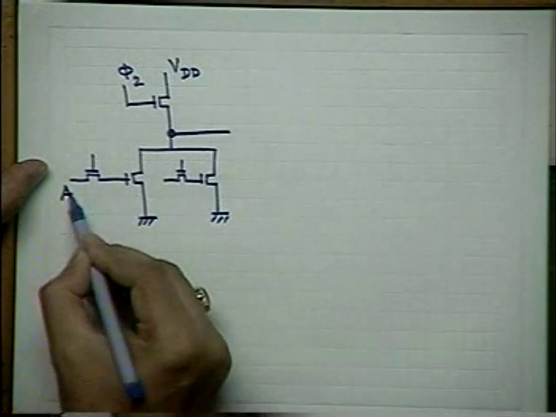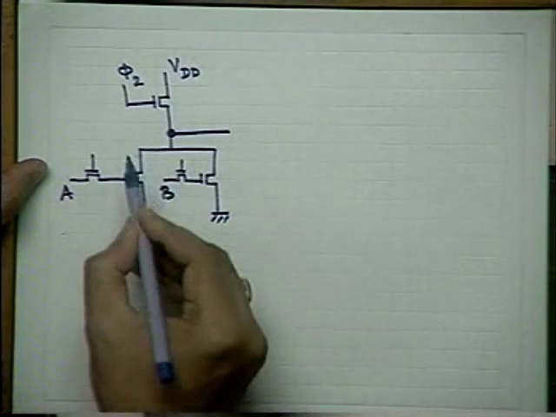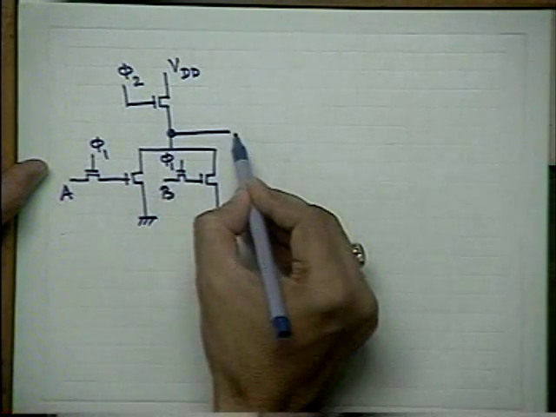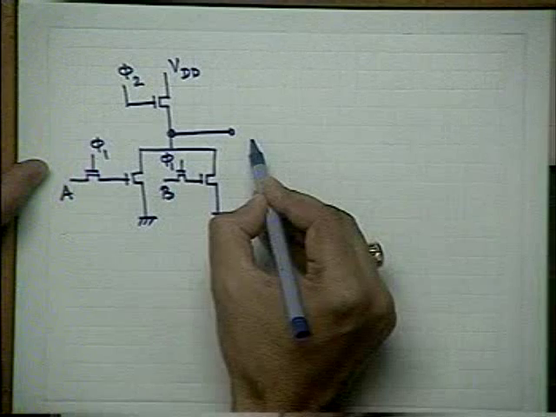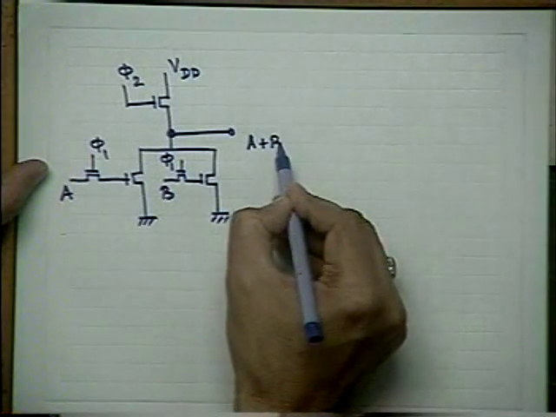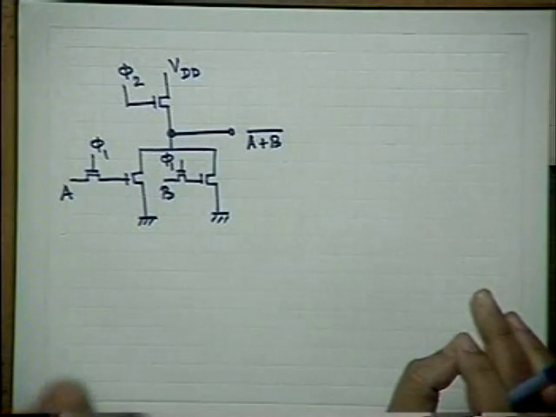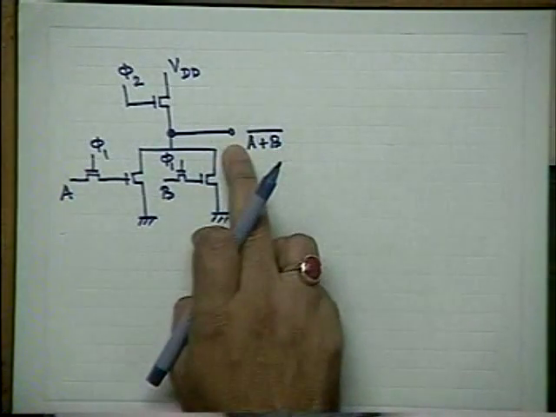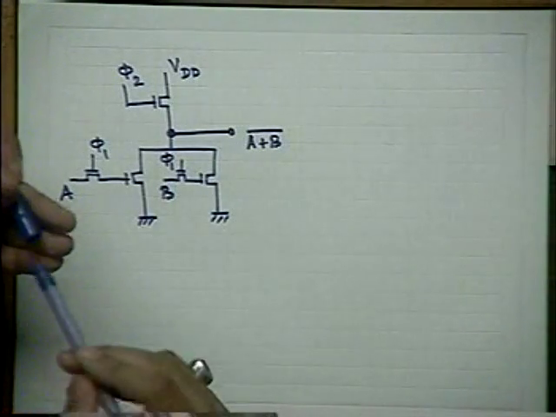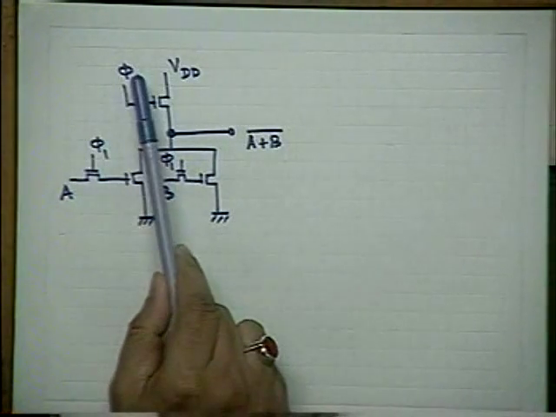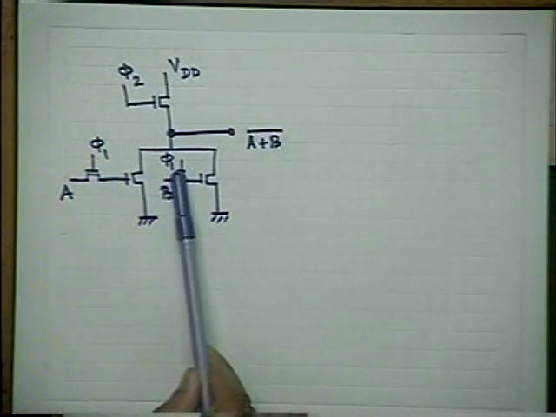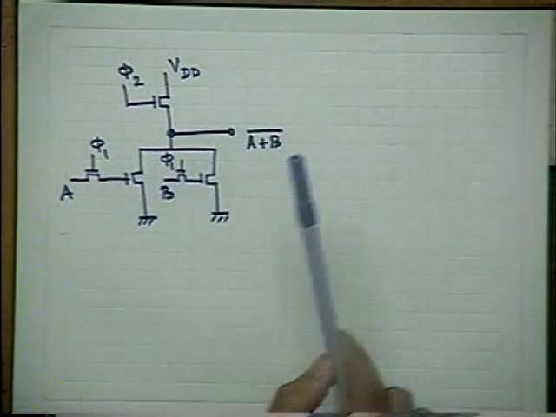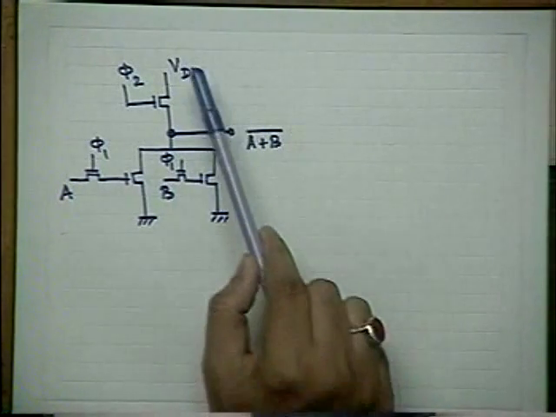So you apply your A here, apply your B here, and this is all phi 1. Then at this output, you get A NOR B only in the evaluate phase. As before, you can easily find that when phi 2 is high and phi 1 is low, this is what is known as the precharge phase. During this, the output node is charged to the full voltage VDD.